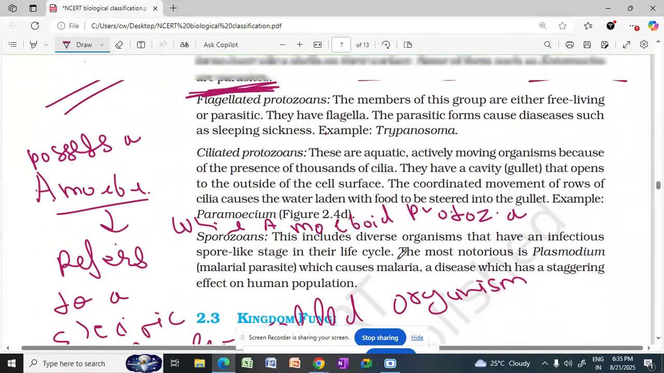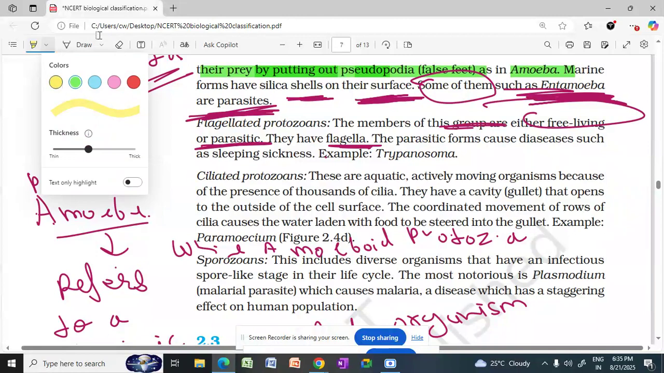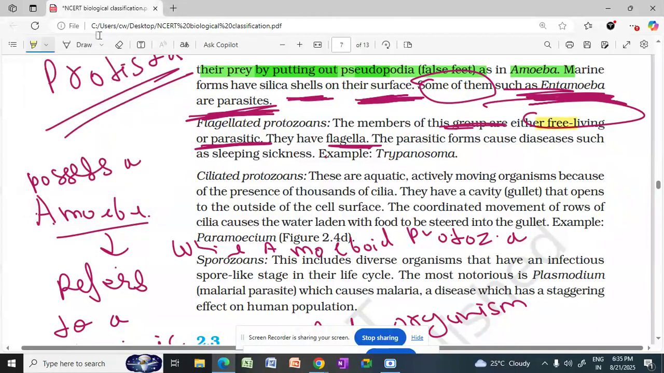Next is the flagellated protozoan. Flagellated protozoans have flagella. Members of this group are either free living or parasitic. They have flagella. The parasitic forms cause diseases such as sleeping sickness. What is the name of the disease? That is sleeping sickness.